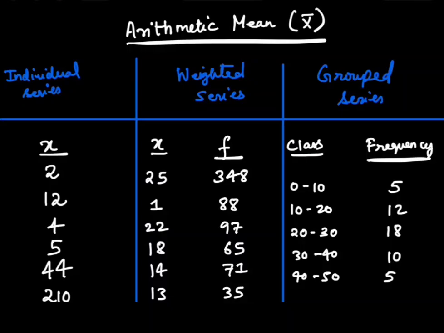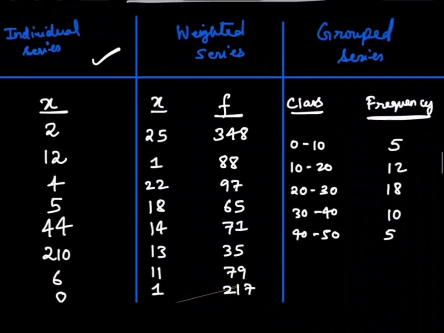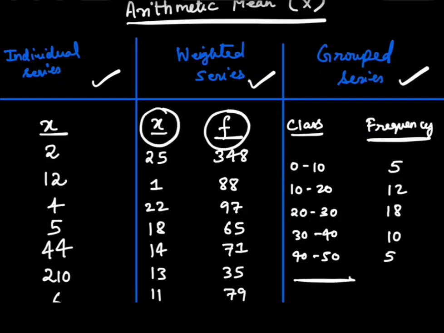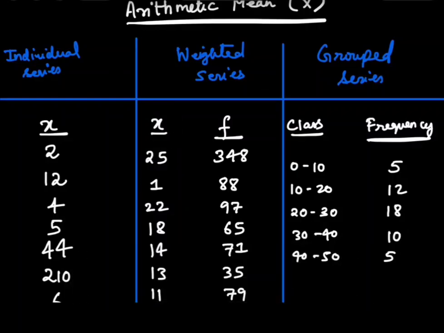When we have to find the arithmetic mean, first we have to identify whether it is an individual series, which has only the values of x and no frequencies, or whether it is a weighted series in which we have both x and f, or whether it is a group series where class intervals are given and also frequency is given. So, for different series, we have different formulas for finding the arithmetic mean. First of all, the individual series.